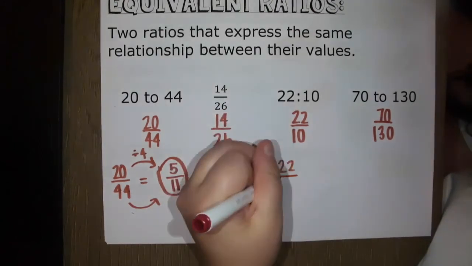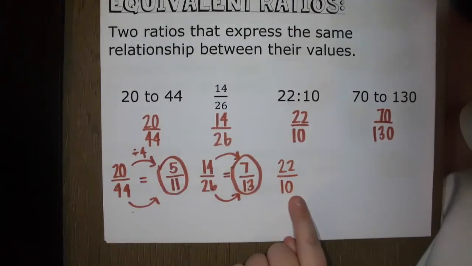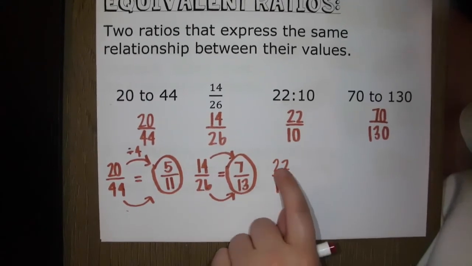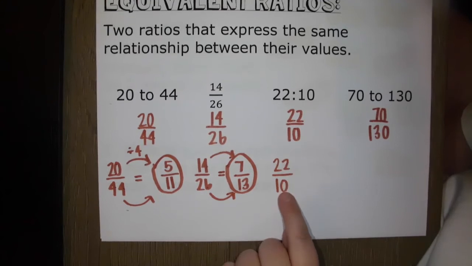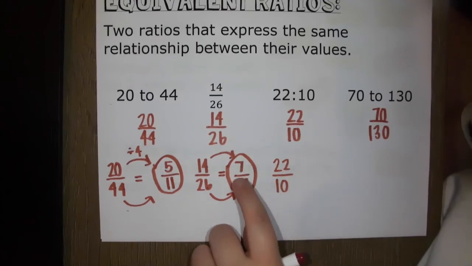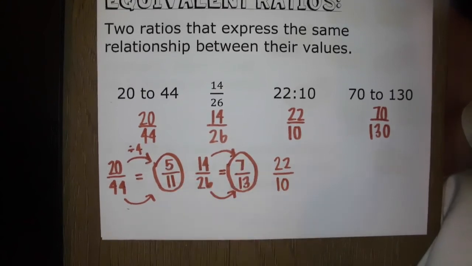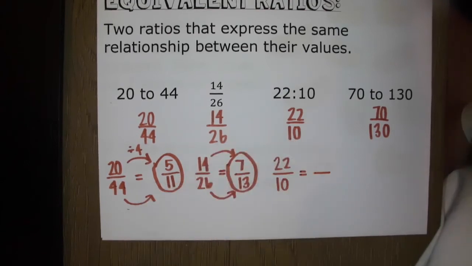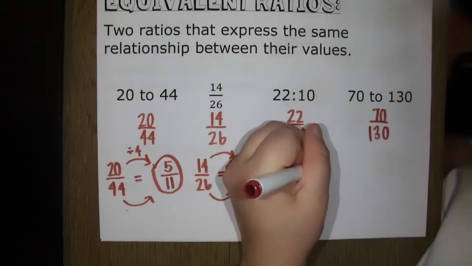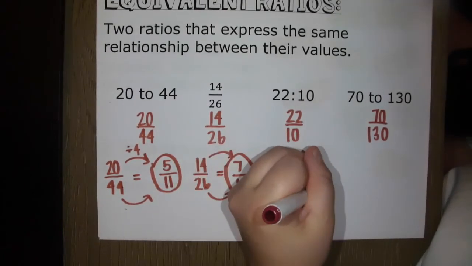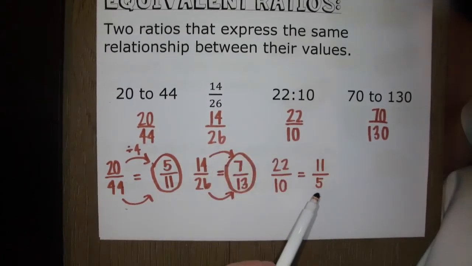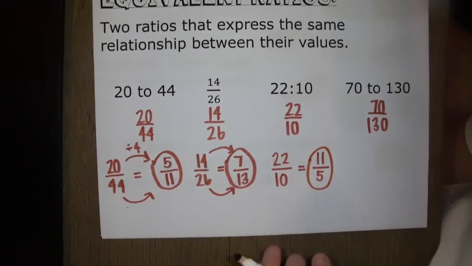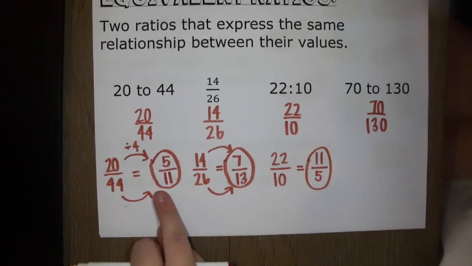22 over 10. I know immediately this is not going to be equivalent to either of these because the number on top, the numerator, is greater than the denominator, and none of these had that relationship. But I'm still going to simplify. 22 and 10 can both be divided by 2, so I'm left with 11 over 5. Now 11 over 5 cannot be simplified any further, so I'm just going to circle that. It's not matching anything right now.